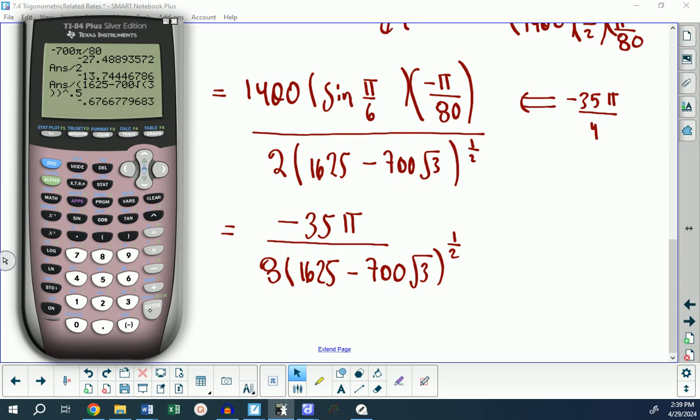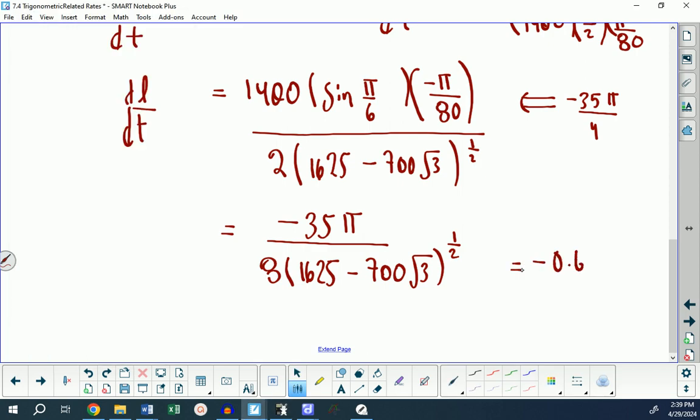Did anybody calculate it from my final line down here? And you're getting the same thing. Okay, that's just my way of checking to make sure that what we've written is correct. So it's about negative 0.67 units per second. You know, if those lengths were in meters, then it would be meters per second. If they were in inches, inches per second.